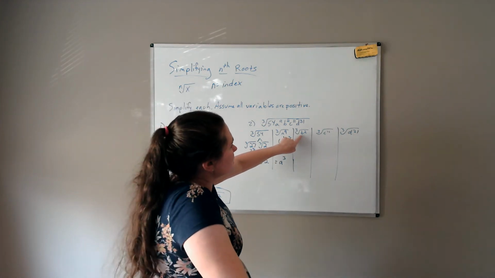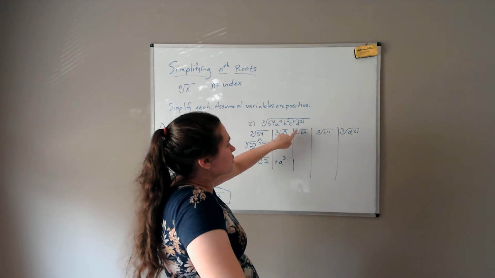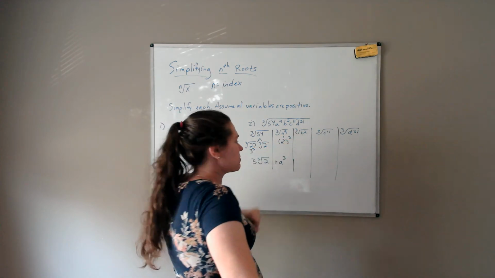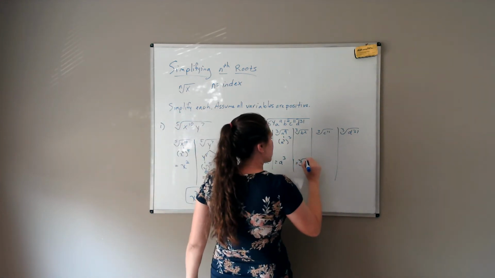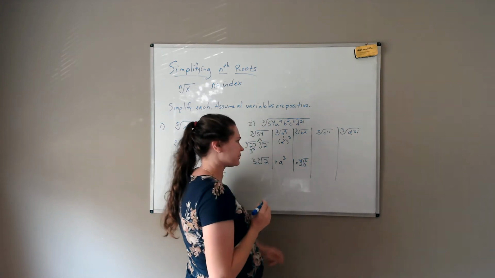The cubed root of b to the 2nd, I only have 2 factors of b, and I'm trying to take the 3rd root. This does not simplify at all. There's nothing for me to do. It's just the cubed root of b squared.